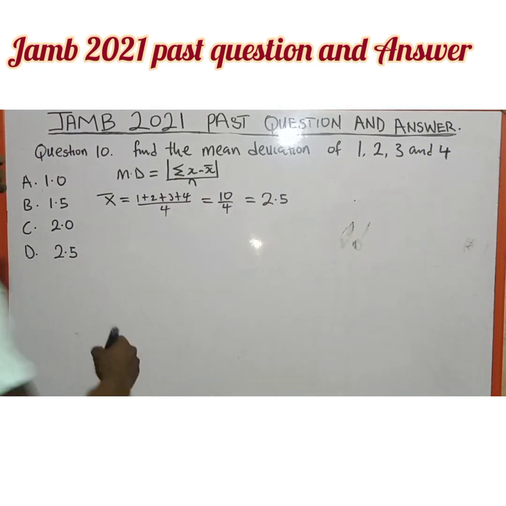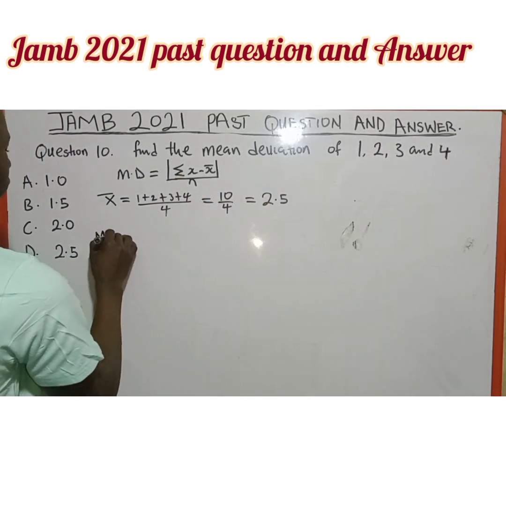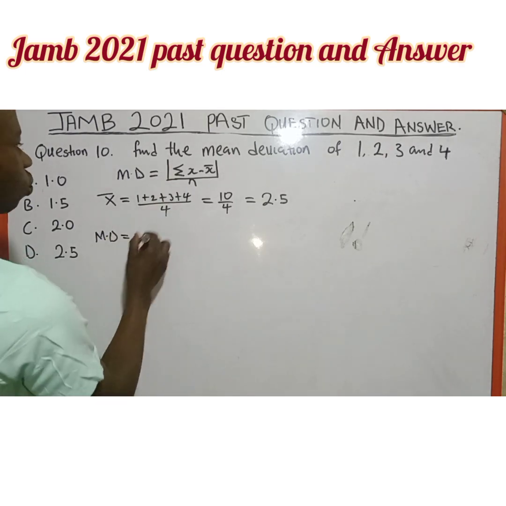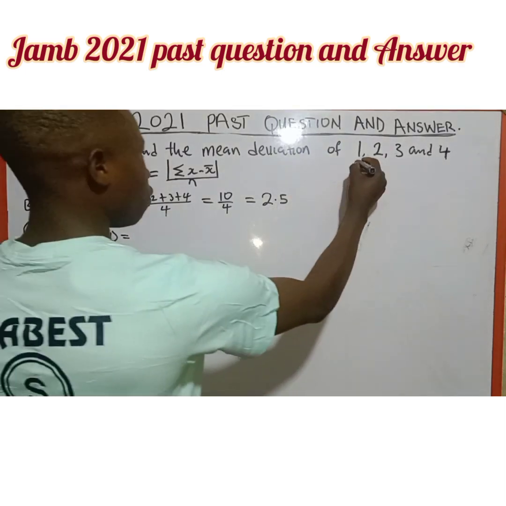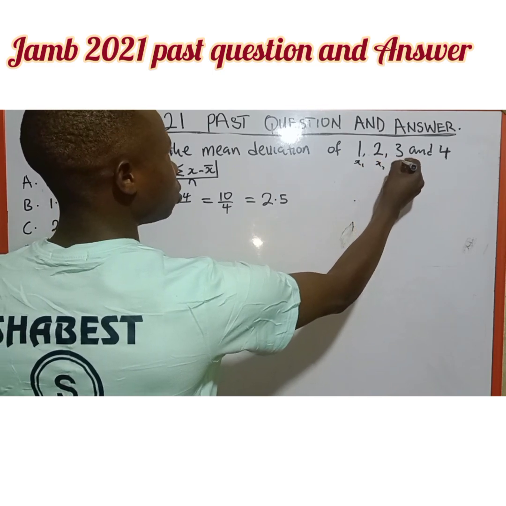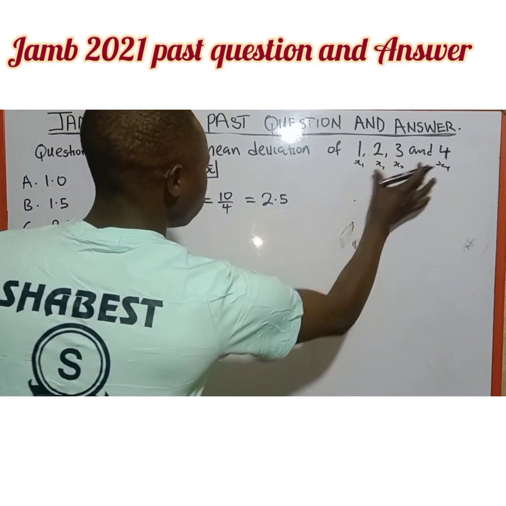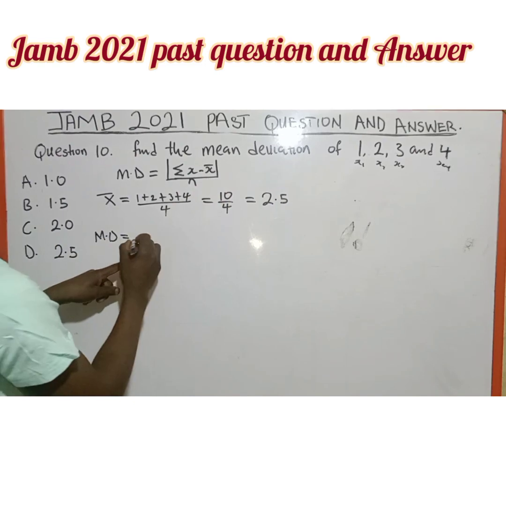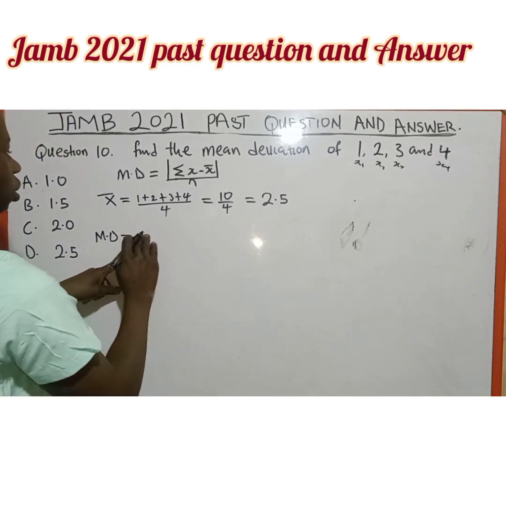So let's substitute into the formula. My MD, mean deviation, will be equal to S. Remember, each of these numbers is S1, S2, S3, down to S4. So we are going to pick the first S. We have S, which is 1.